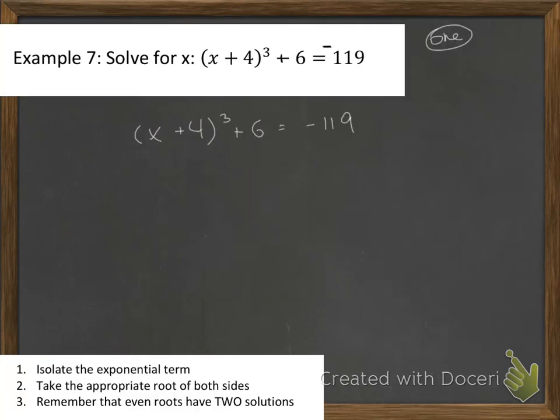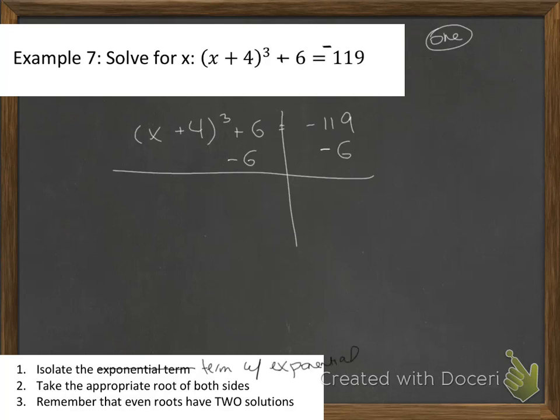This one's a little bit different because you have this cube, x plus 4 quantity cubed plus 6, okay? So the first step, as you can see down here, is to isolate the exponential term. In other words, it's not really an exponential term. The term that's being raised to the power. Okay. So I'm going to subtract 6 from both sides. Again, I'm sorry. I really shouldn't call it an exponential term. I'll just say the term with the exponent. An exponential term means that you would actually have x or a variable in the exponent, which obviously we do not have. Okay, so we have x plus 4 quantity cubed is equal to negative 125.